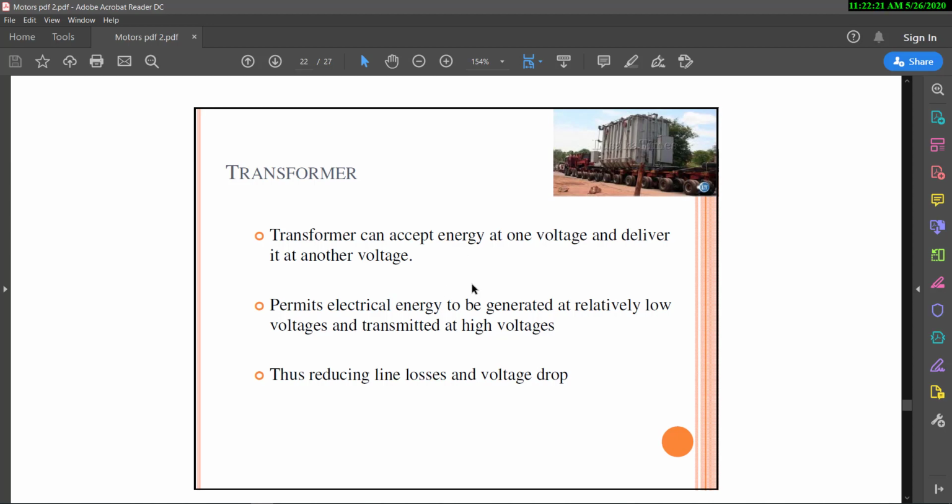Based on the number of turns found in the primary and secondary, the voltages can be stepped up or stepped down, and it permits electrical energy to be generated at a relatively low voltage and transmitted at high voltages. That is, the generation can be at a very low value, but can be transmitted at high values, thus reducing line losses and voltage drop.